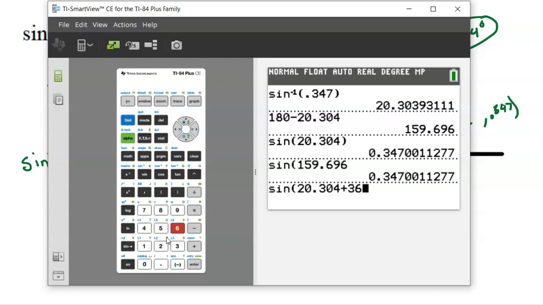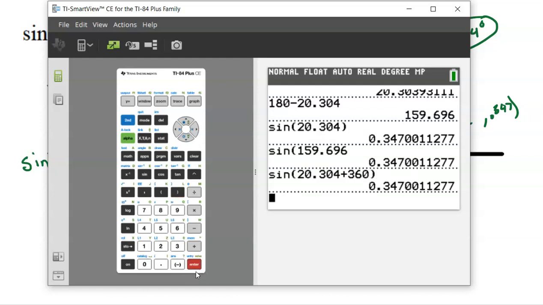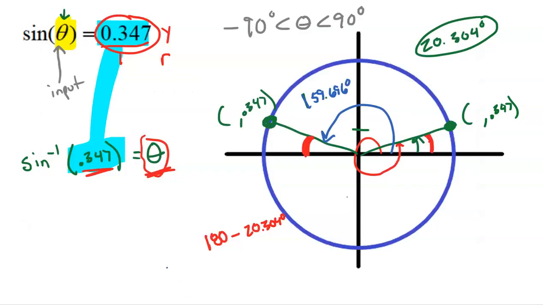We could even do sine of 20.304 plus 360, right? Because that would just be taking the original angle and going around a full circle. It's going to take me right back to the same y value. So again, there are infinite angles that have a y-coordinate of 0.347, but if I'm going to use an inverse to help me solve for that angle, I have to understand that the calculator can only give me one and only one angle. I know there's more, but the calculator can only give me one. So the calculator is going to give you an angle that is either going to go up to 90 degrees or down to negative 90 degrees.